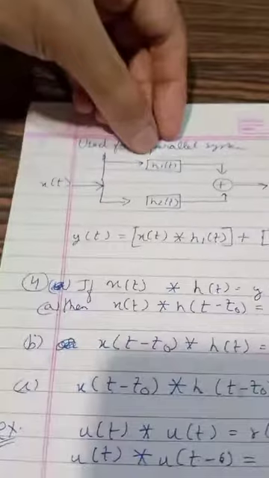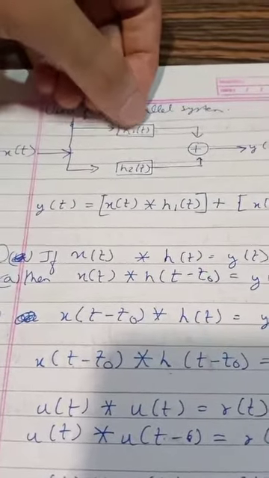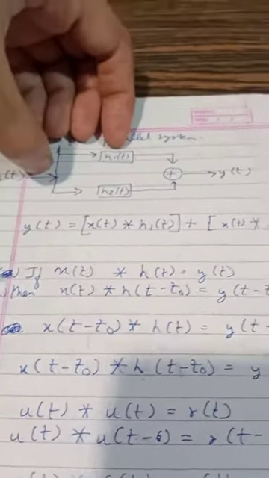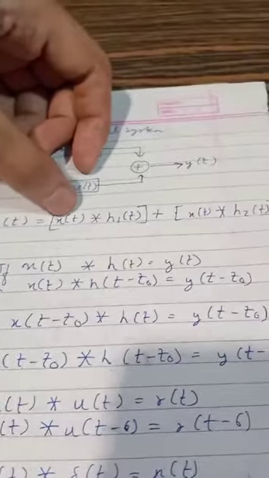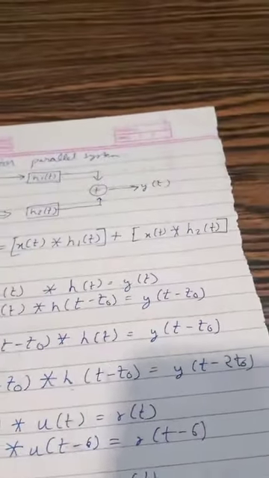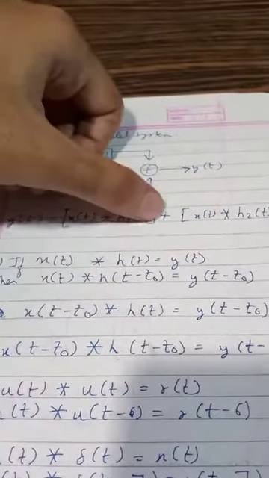This is used for parallel systems like this. These two systems, h1 of t and h2 of t, are in parallel, and x of t is the input. So y of t will be equal to x of t convolved with h1 of t plus x of t convolved with h2 of t. This whole result will be added together.